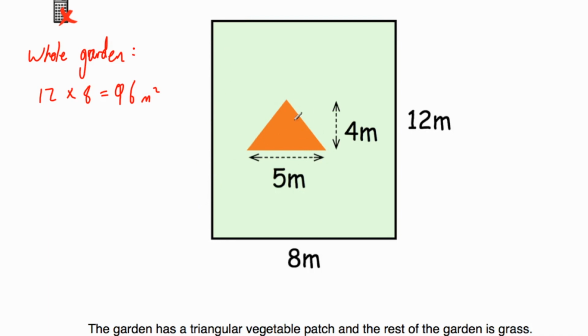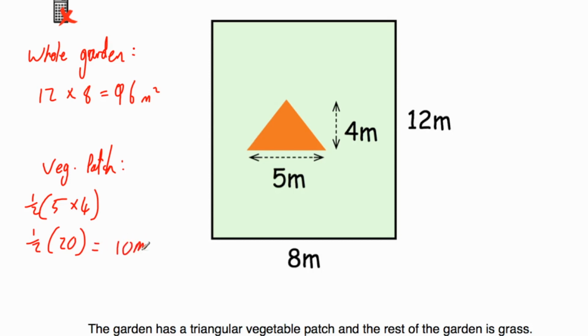Now let's look at the vegetable patch. It's a triangle, so we're going to do half the base times the height. It's a non-calculator question, we've got a base of 5 and a height of 4, so I'm going to do 5 times 4 and then halve it. 5 times 4 is 20, and half of 20 is 10. So the area of this vegetable patch is 10 square meters.